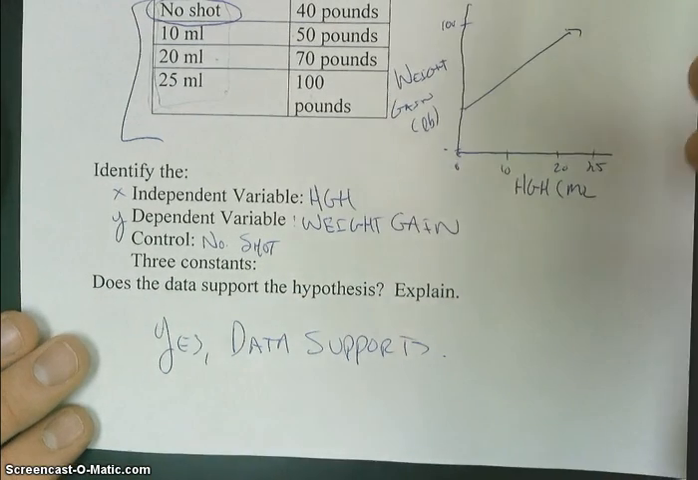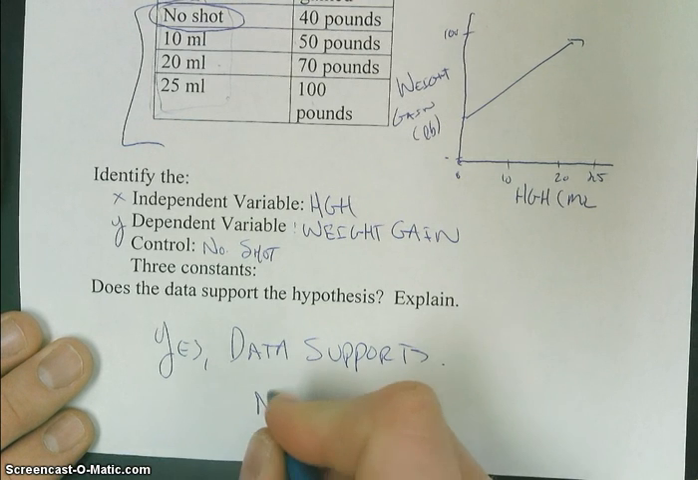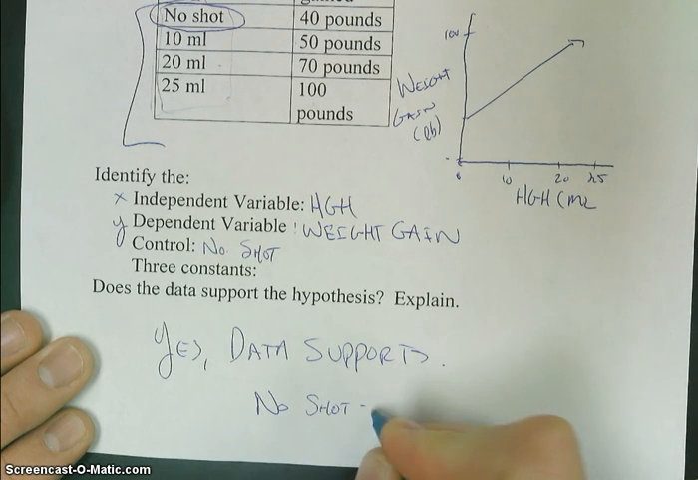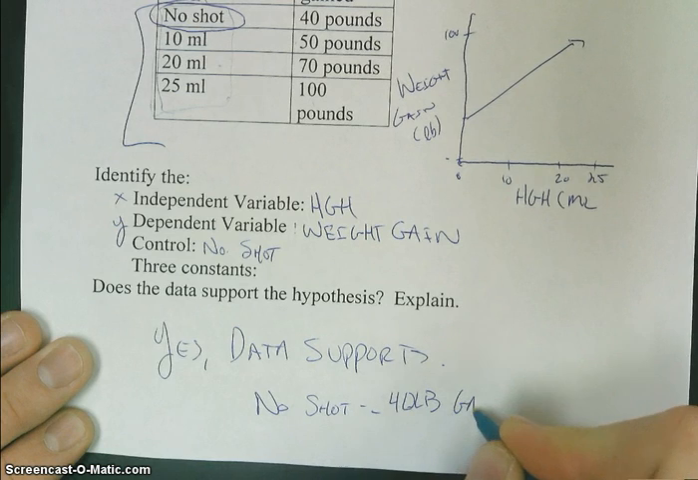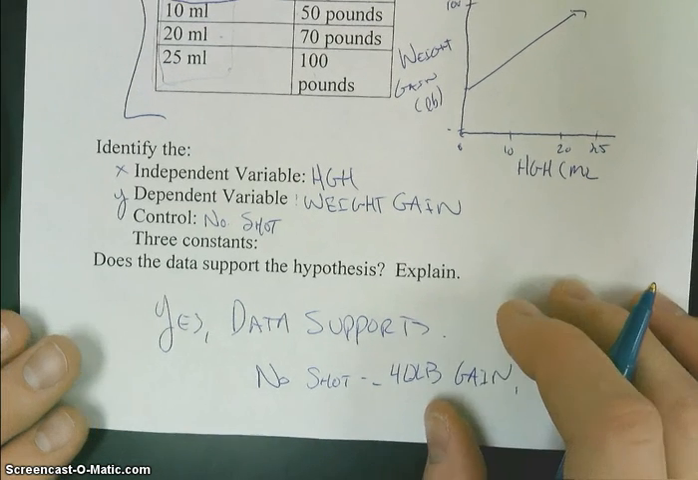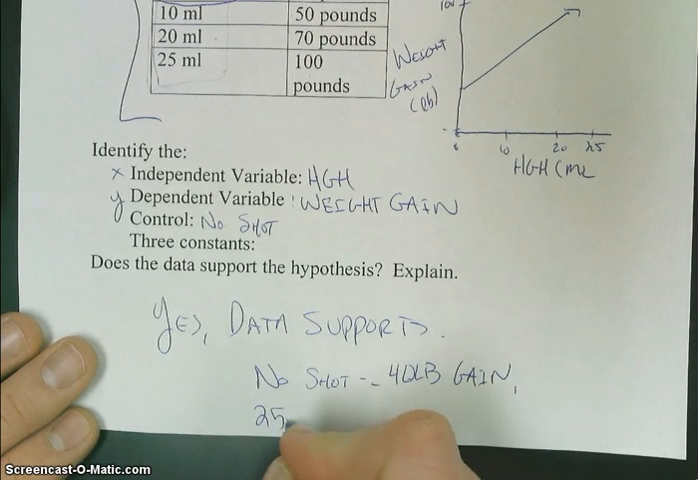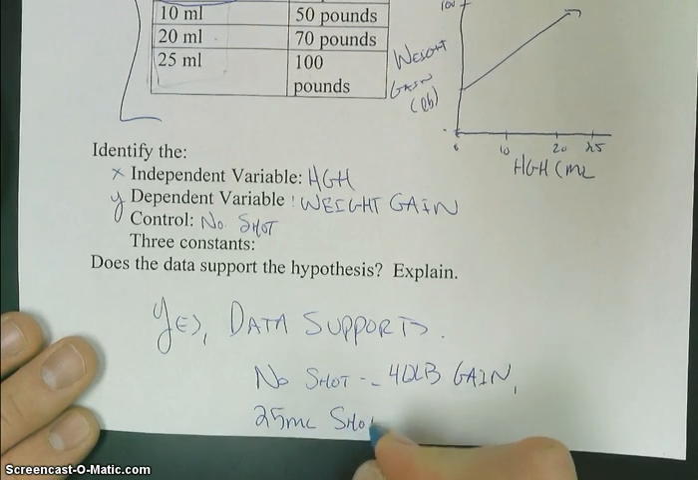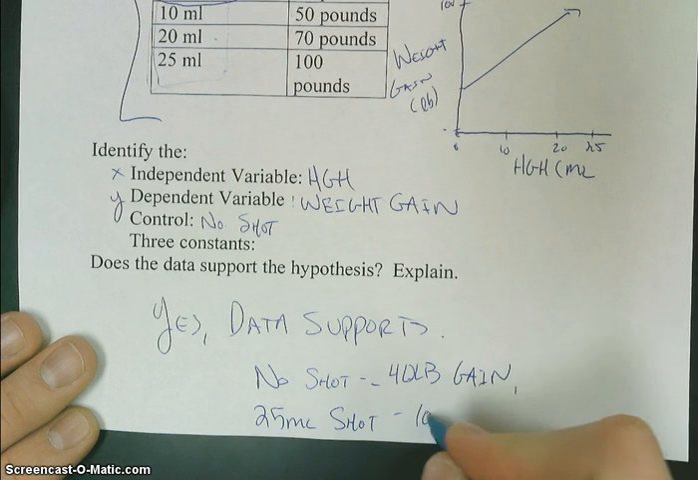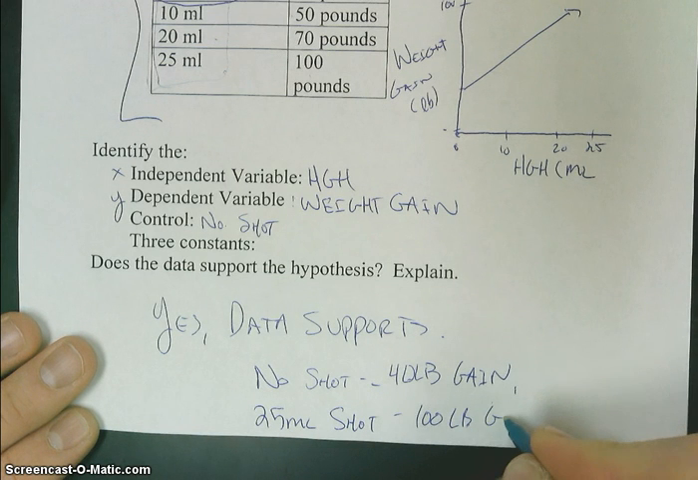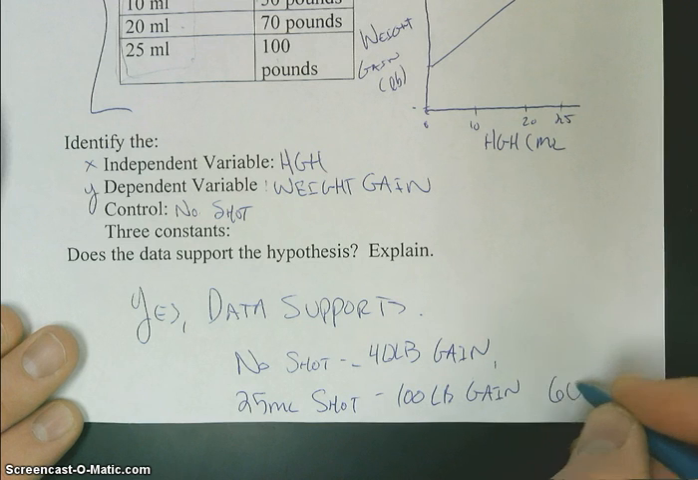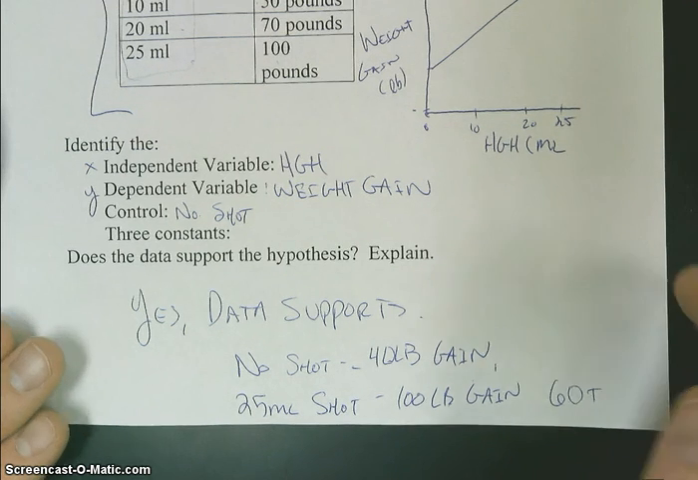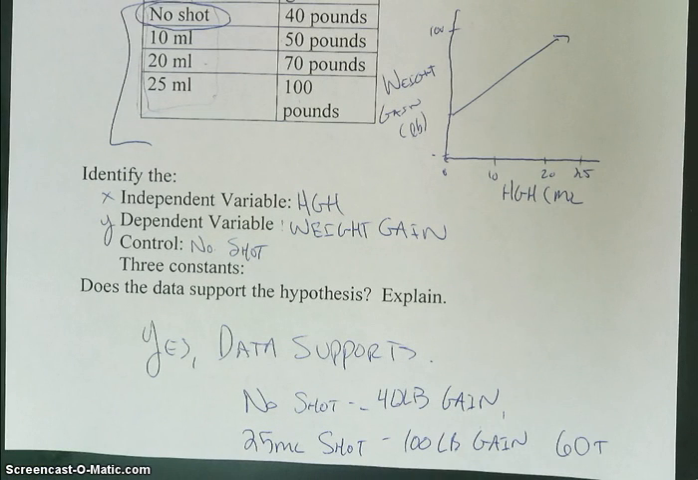And then let's cite some data as well. Okay, no shot is 40 pounds. Okay, 25 milliliter shot, that was 100 pound gain, which is much greater. It's actually 60 plus pounds greater. Okay, so hopefully that clarifies some things for you guys. Again, constant, control, independent, dependent variable.